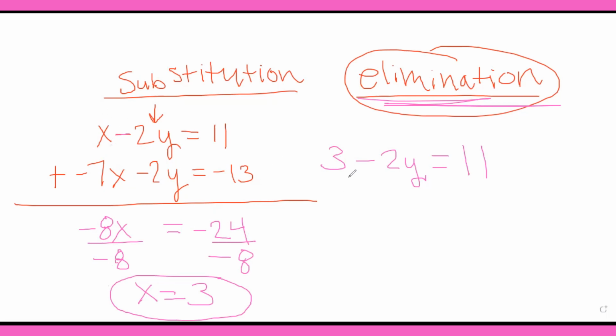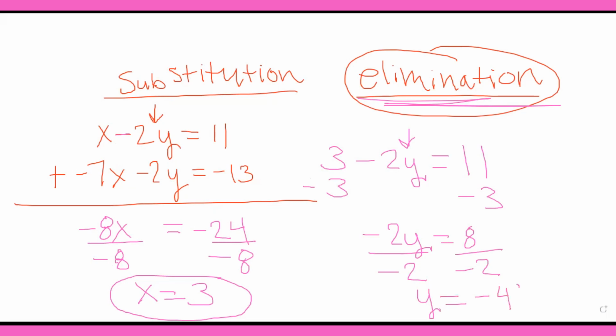So then to solve for y now, I need to isolate the y. So I'm going to get rid of the 3 by doing the opposite. So I subtract 3 from both sides. That gives me -2y equals 8. To further isolate y, I'm going to divide both sides by -2. That would give us y equals -4. So that would be our answer for y.